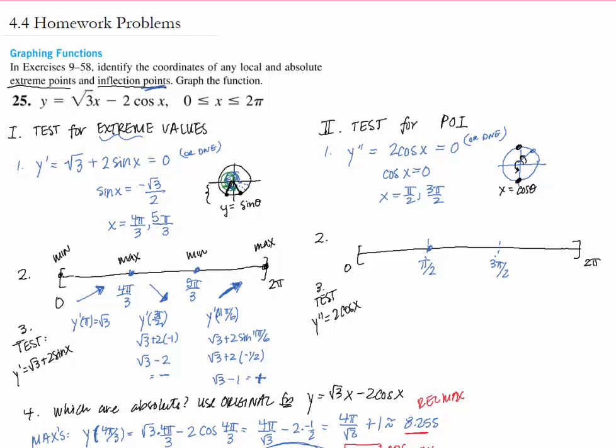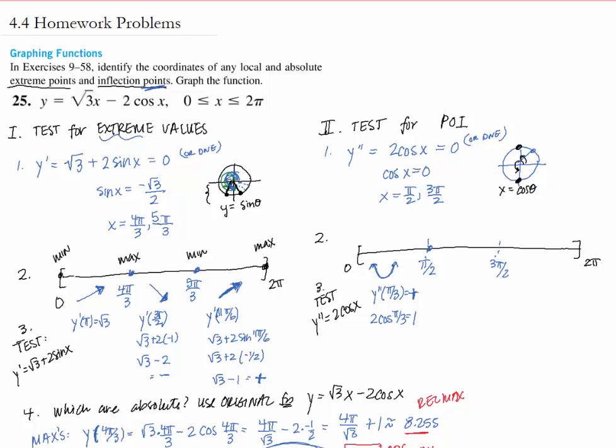If I'm going to evaluate cosine, I'd rather do pi over 3, so let's check y double prime at pi over 3. That's 2 times the cosine of pi over 3, and the cosine of pi over 3 is a half, so this value is 1, namely positive. That's what's important for us. Positive means that this function is concave up on this interval.